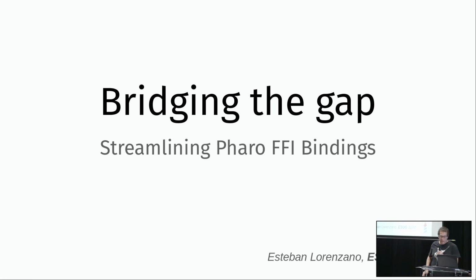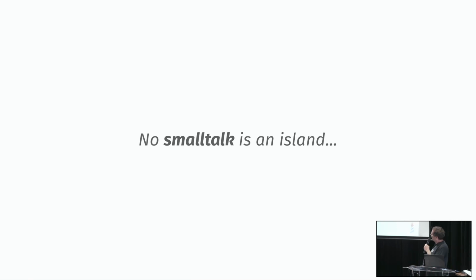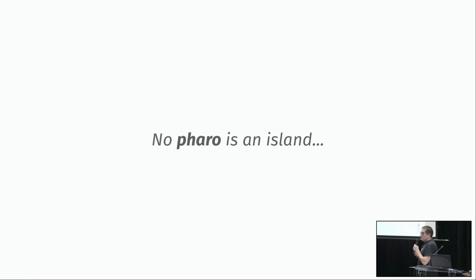So I'm going to talk about FFI, as you see, and how we can improve its behavior. Why that? Because I don't know if you know this quote: no man is an island. Nobody can live alone by itself. And that's also the case of Smalltalk. Sadly, we are not an island. We need to communicate with the outside world. We need things, and especially Pharo needs to communicate there.